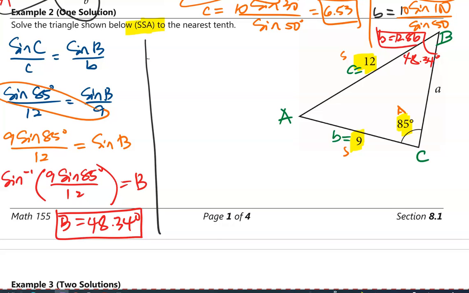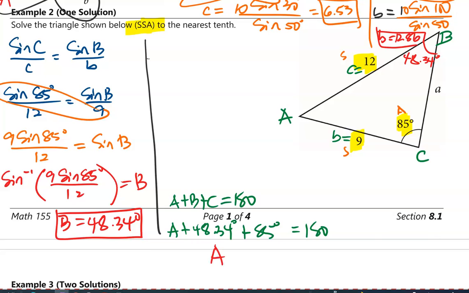Solve for angle A. So we know that A plus B plus C is equal to 180 degrees. So A plus B, 48.34, plus C, which is 85 degrees, is equal to 180. So A is equal to 180 minus 48.34 and 85. So angle A is 46.66 degrees.